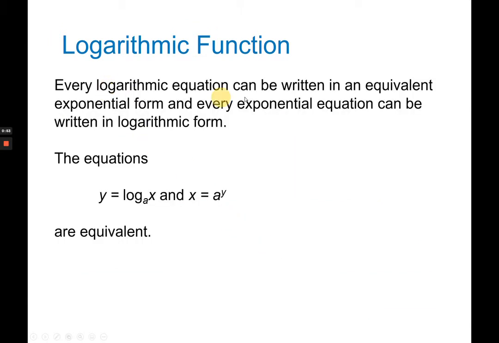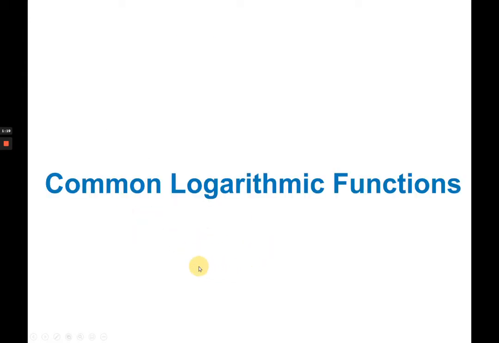Every logarithmic equation can be written in an equivalent exponential form, and every exponential equation can be written in logarithmic form. The equation follows: y is equal to logarithm base a of x if and only if x is equal to a raised to y. Both are equivalent because exponential form can be written in logarithmic form and vice versa.